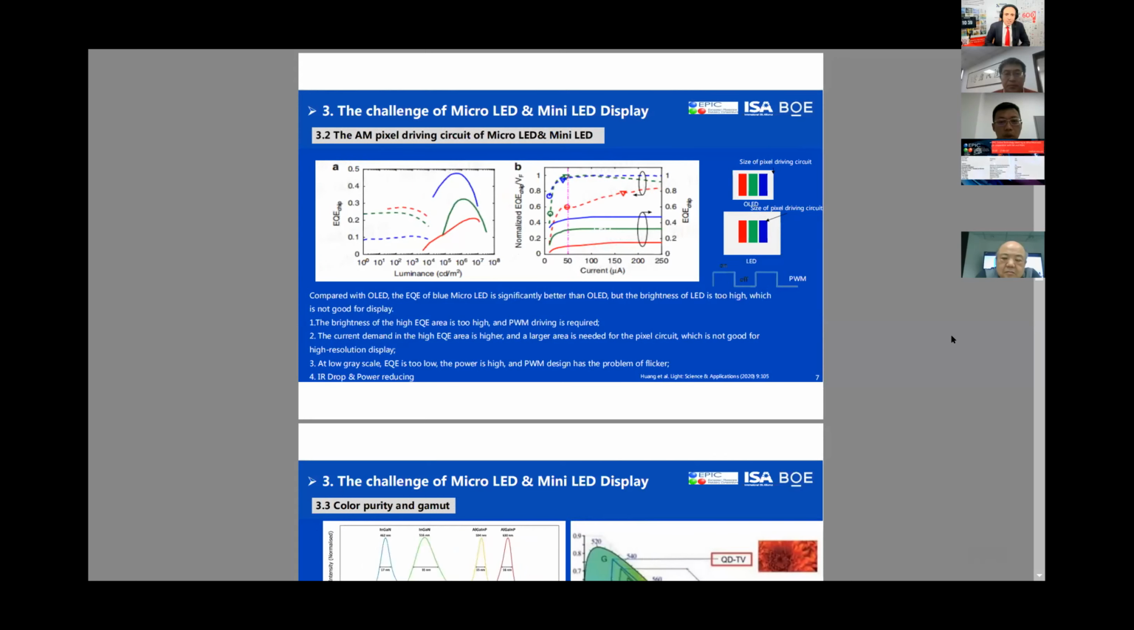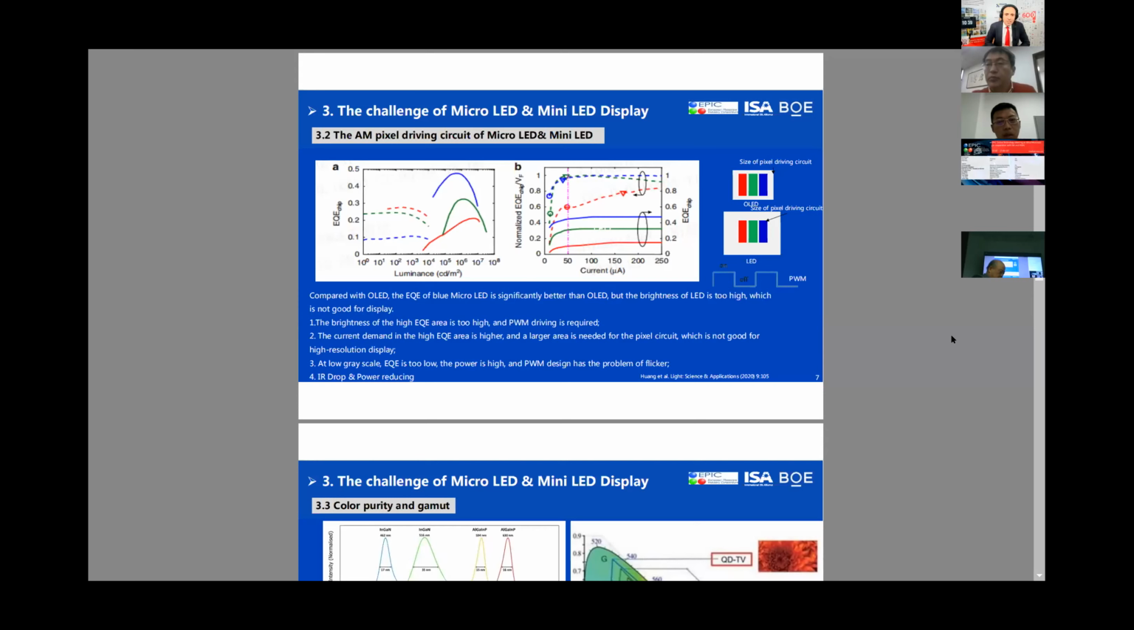The second challenge is in the AM driving circuit. Compared with OLED, the EQE difficulties are high. Micro LED has high luminance, so it is not easy and convenient for us to use it as a direct display. Because of the high EQE area with very high luminance, we need to introduce a PWM kind of driver. Also, the EQE area is a very big area with a large current. That is the reason why we need a larger area for the driver circuit so that we can actually drive the display.